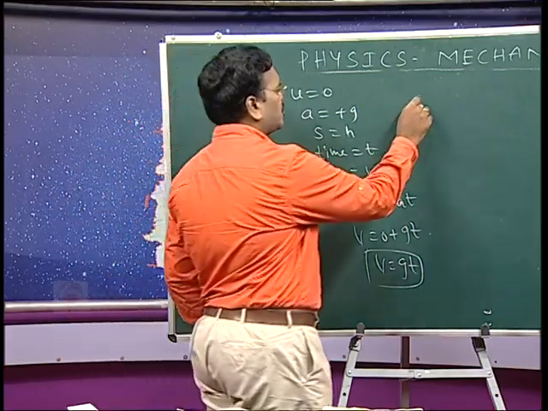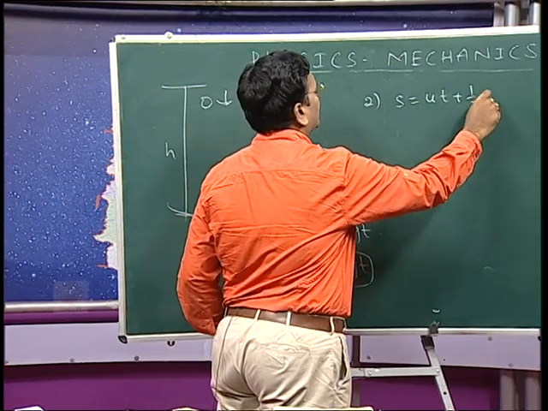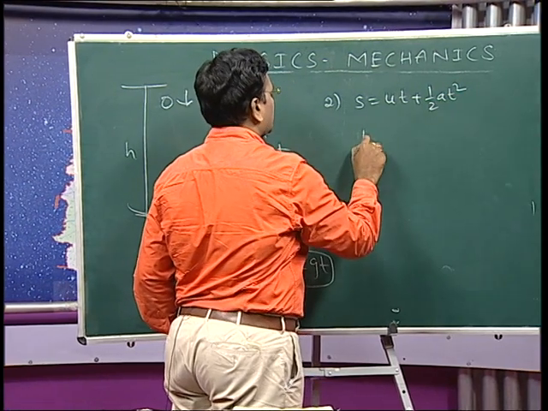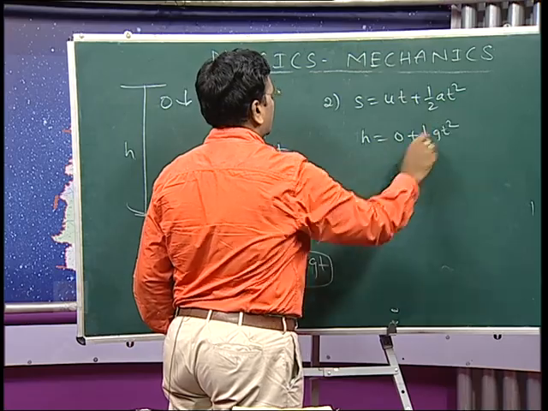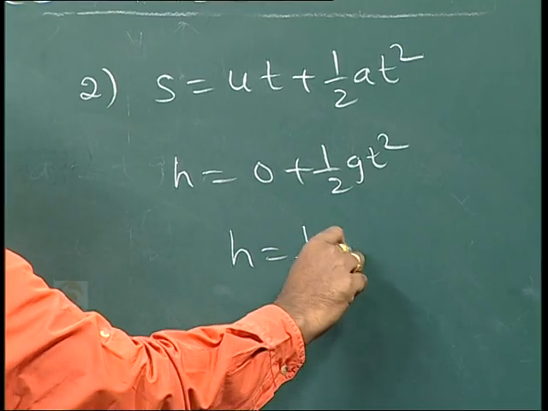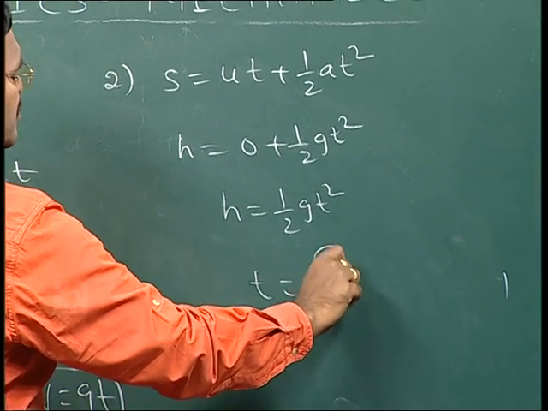Next, the second equation of motion. What is the second equation of motion? S is equal to ut plus half at square. Here, S is h, u is 0, so 0 into t is 0, leaving half gt square. H is equal to half gt square. What is h here? Height. So, from this, t is equal to root of 2h by g.